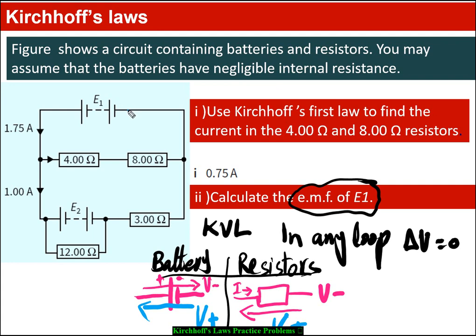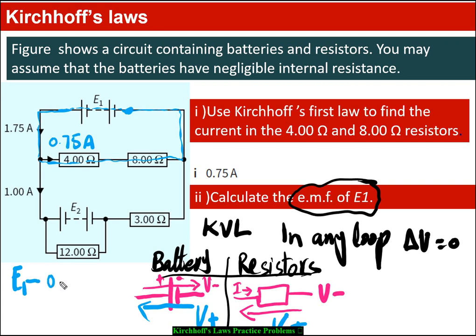So let's say we start from this point, and if we cross this battery, we are moving from the negative terminal to the positive terminal, so we will simply say E1 has to be positive. Now if we go in the direction of current, as we have already found, the current passing through the 4 ohm resistor is equal to 0.75 amps. So it has to be negative.